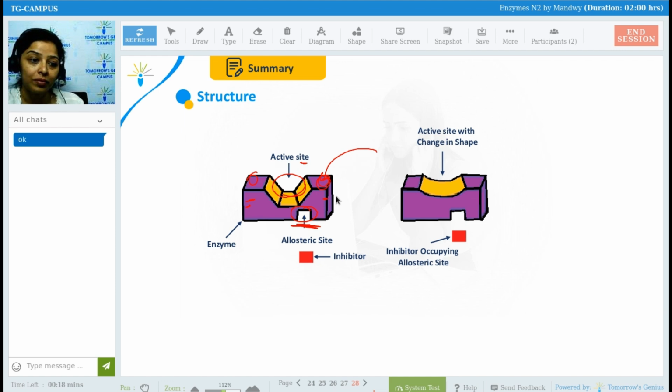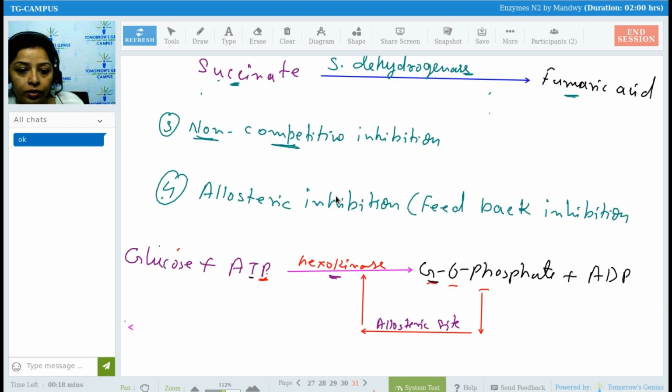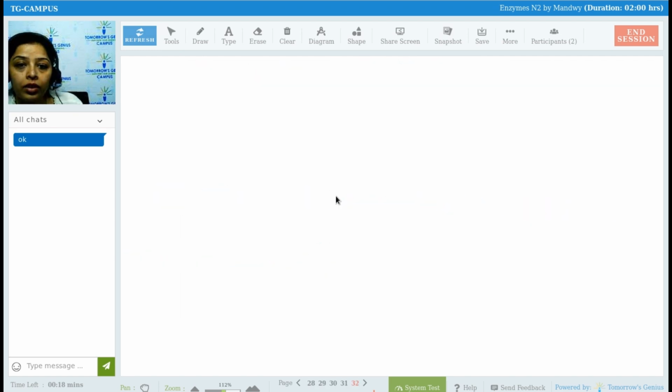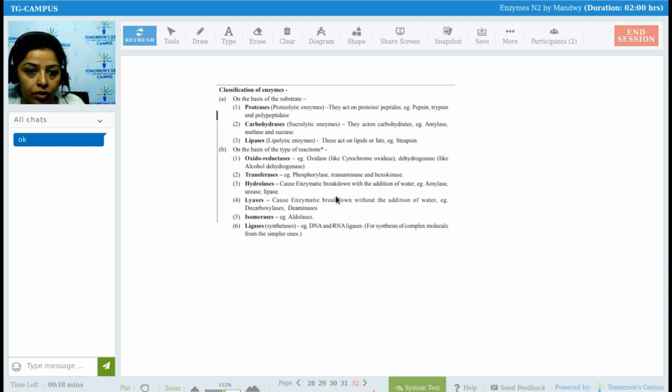Anything else? No, ma'am. See, this enzyme part is very important and very confusing also. Here I am going to give you one more classification chart for enzyme nomenclature, so you can refer to either of them.